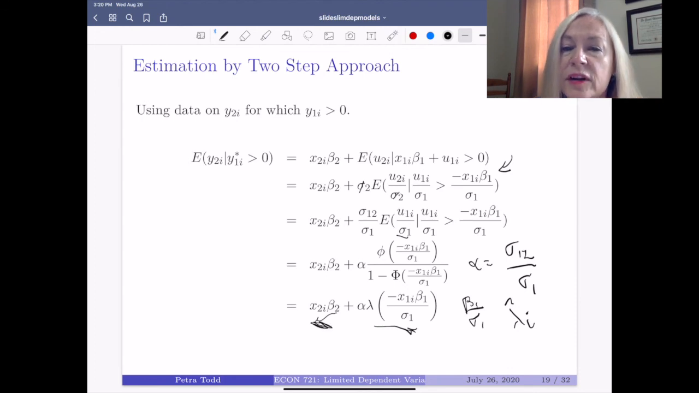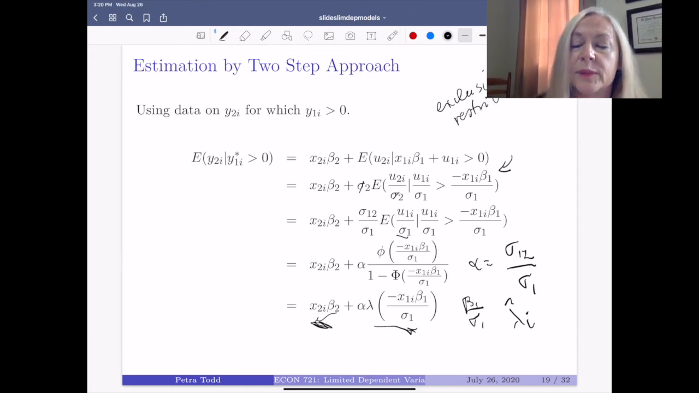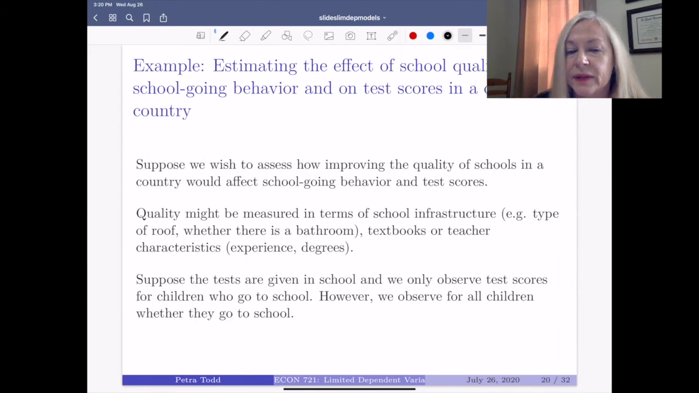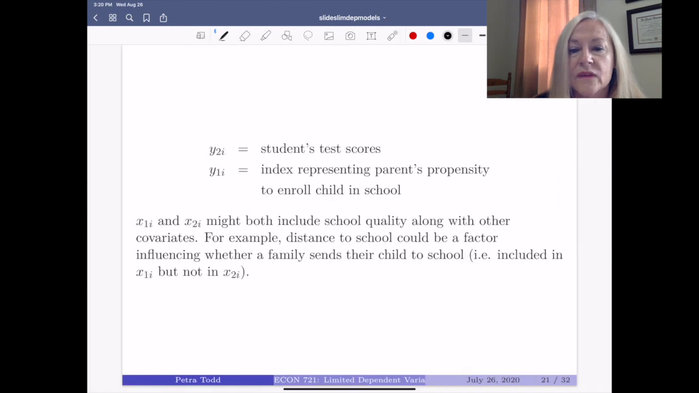And those variables are called exclusion restrictions. They enter one part of the model, but they don't enter another part of the model. Okay? So in this example, something like distance to school could affect whether a child goes to school, but does not necessarily affect test scores directly. So ideally you'd want to incorporate some sort of exclusion restrictions into your model.